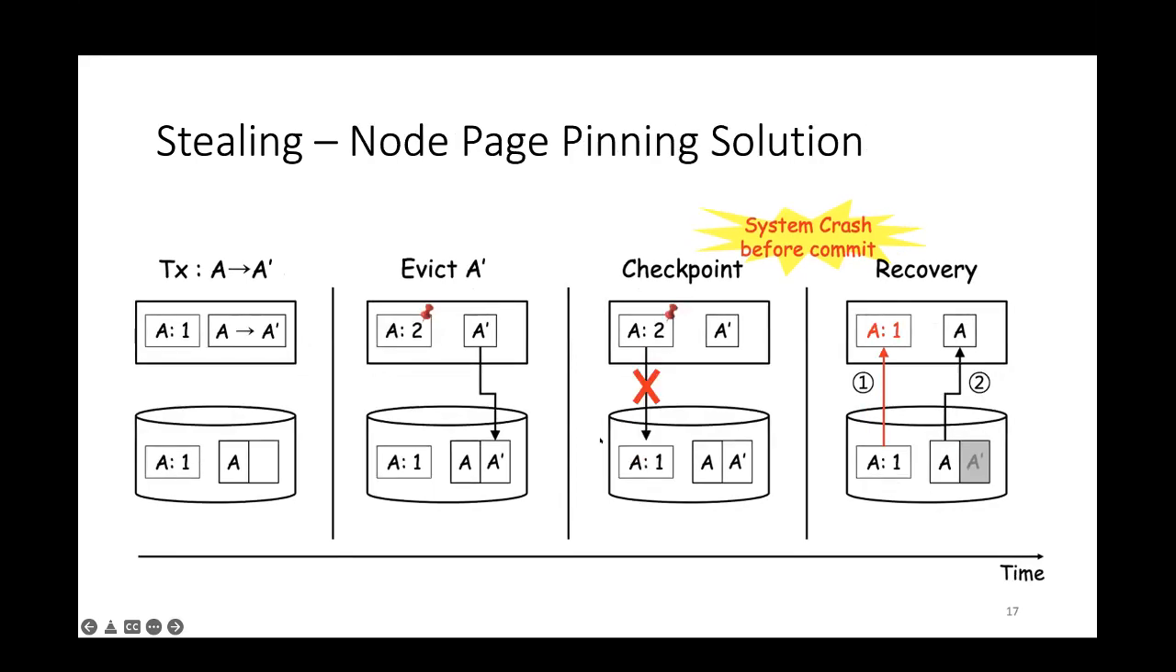To help with this problem, they introduced what they call node page pinning. It's quite straightforward again. We have A being updated to A prime, but when we evict A prime to the disk, we pin the file map for A in memory, and we don't let it go to the disk until the transaction is finished. Same situation as before, when we checkpoint, because the file map for A2 is pinned in memory, because we evicted A prime, we don't checkpoint it to the disk. We just wait. So if the system crashes before we commit, later during recovery, we will just load A1, the old version, which is correct.